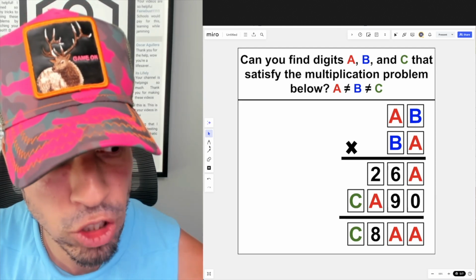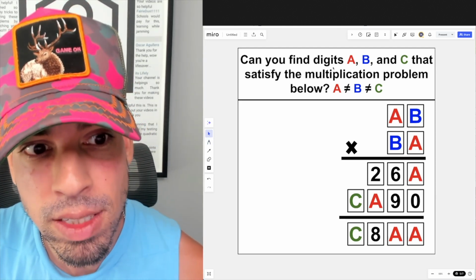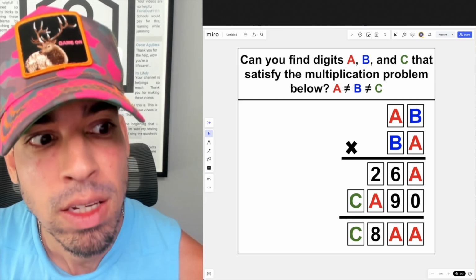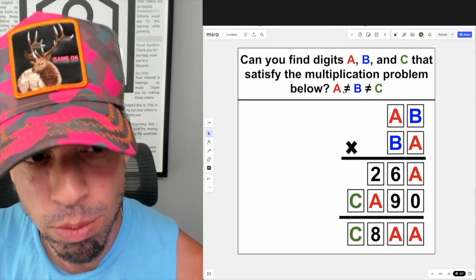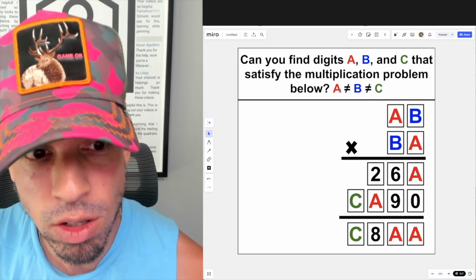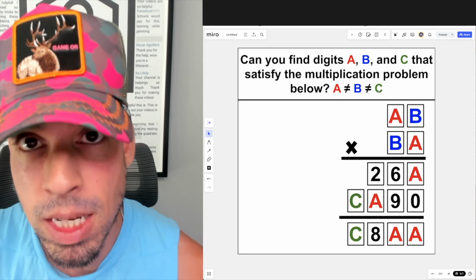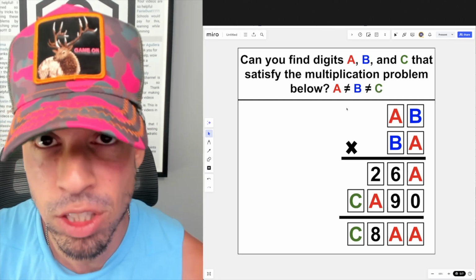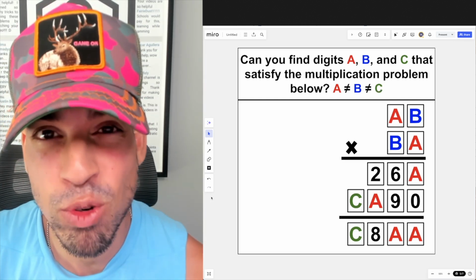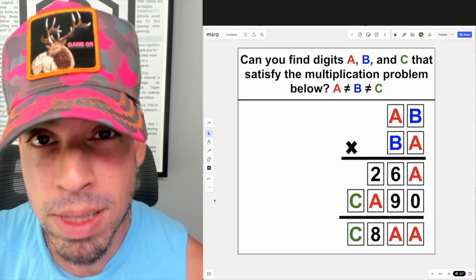In this one, the question is as follows. Can you find digits A, B, and C that satisfy the multiplication problem below? And again, it says here A does not equal B does not equal C, meaning that they are all different digits. Hit that pause button and see if you can figure it out. When you're ready, hit play, and I'll give you the explanation.